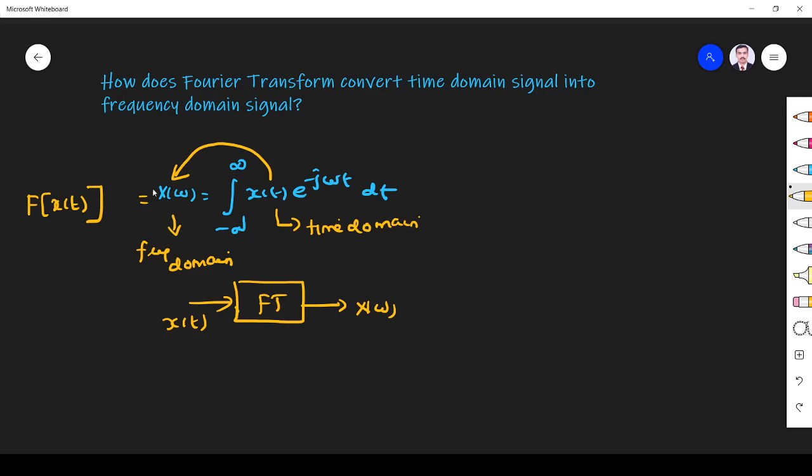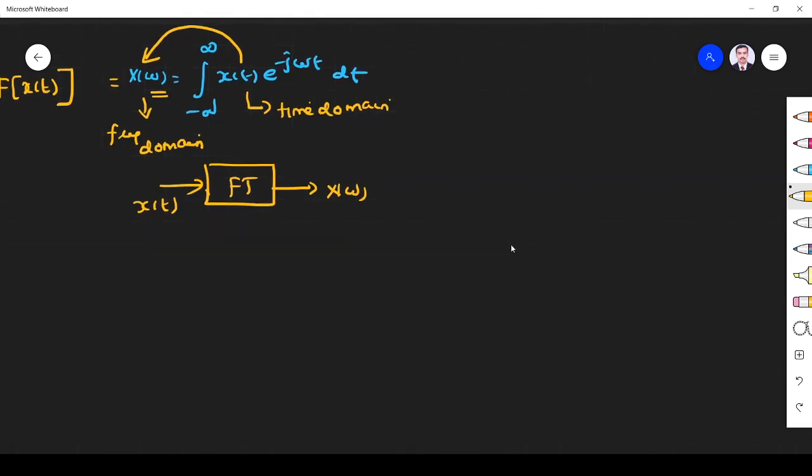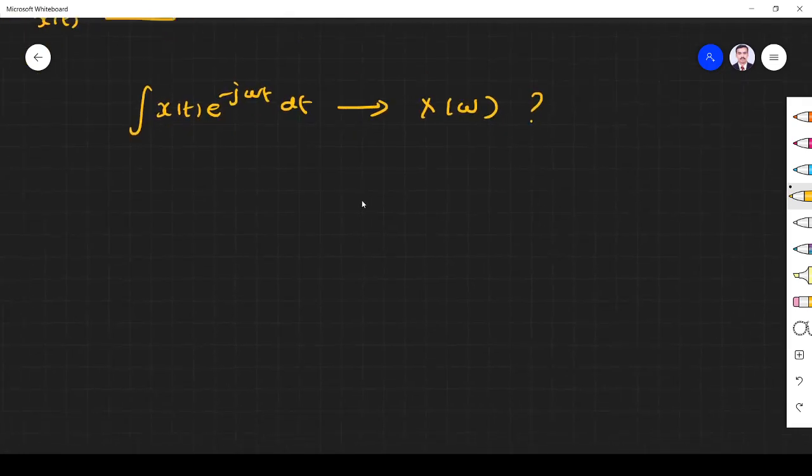This we know. The question is how this equation gives omega. After doing this manipulation, how is t becoming omega? That is the question that arises. For example, if you take x of t e power minus j omega t dt, how will it give X of omega? That we normally ignore. We simply say x of t will give X of omega, but how it happens, let us see now.